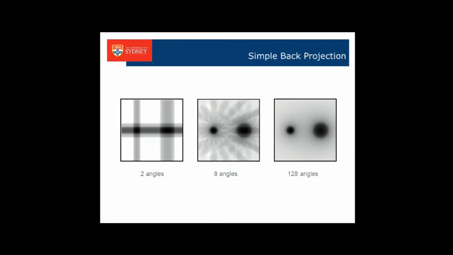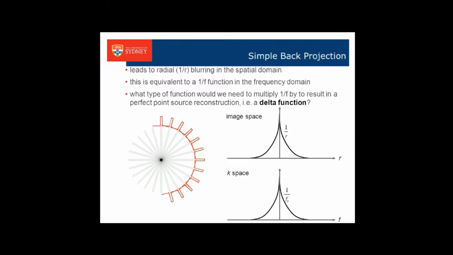But the image is extremely blurred out, and so you've got some estimate of the image, but it's a very blurry estimate, and we'd like to improve on that. And without going into the detail of how we derive the filter that removes that blurring, what we actually do is we take that simple back projection technique that I've just described, and we filter the projections before we back project.